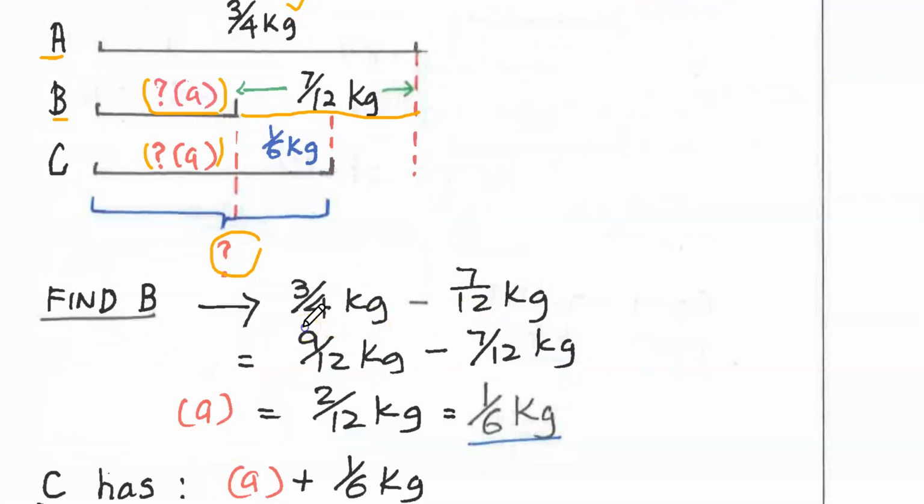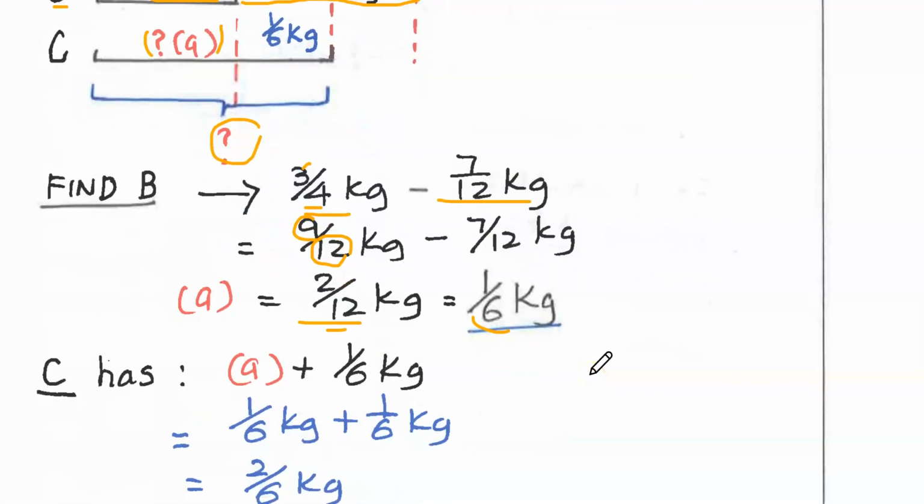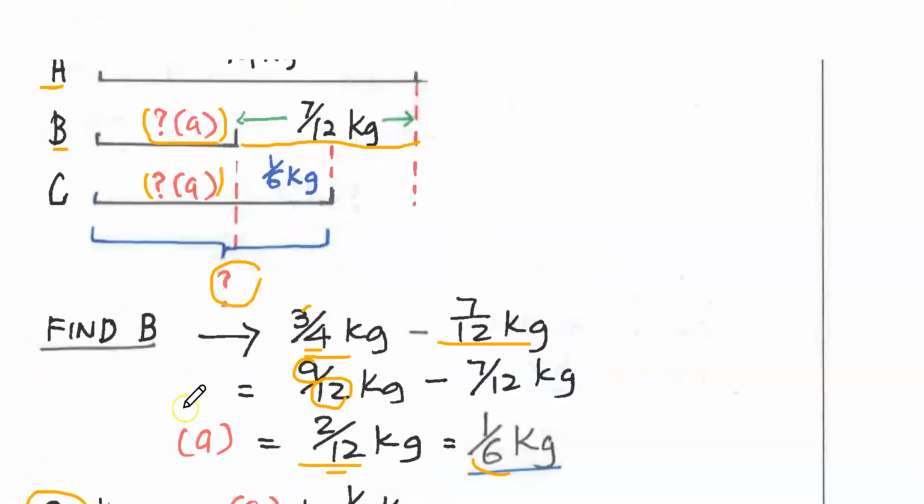So what I did was change this 4 into 12. 4 became 12, 3 will become 9. Now 3/4 minus 7/12 is actually 9/12 of a kilogram minus 7/12 of a kilogram, which gives you 2/12 or 1/6, either one. Okay, now note here, to find C is getting easier.